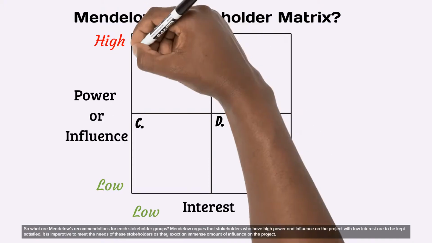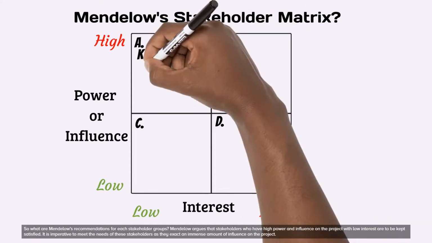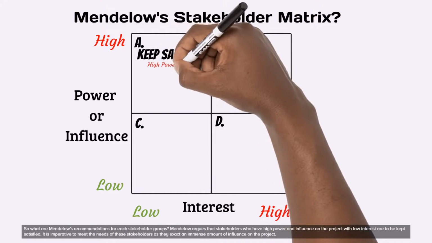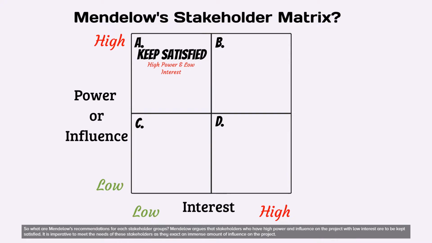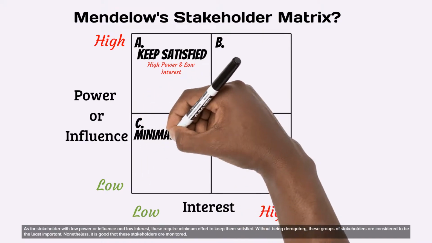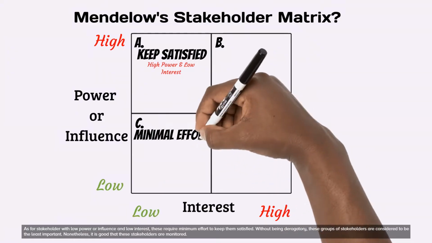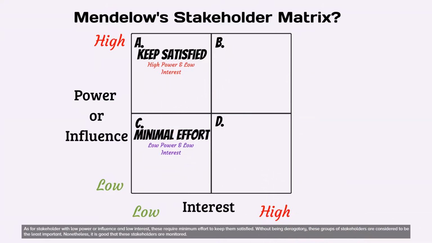Mendelow argues that stakeholders who have high power and influence on the project with low interest are to be kept satisfied. It is imperative to meet the needs of these stakeholders as they exact an immense amount of influence on the project. As for stakeholders with low power or influence and low interest, these require minimum effort to keep them satisfied. Without being derogatory, these groups of stakeholders are considered to be the least important. Nonetheless, it is good that these stakeholders are monitored.